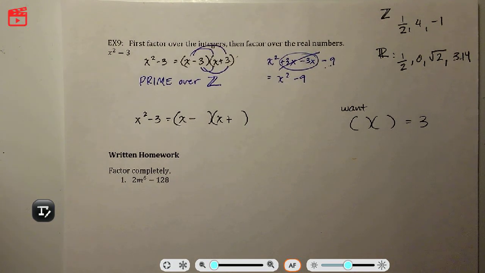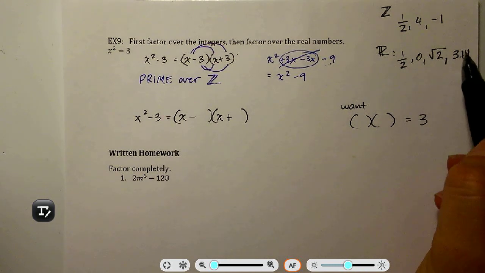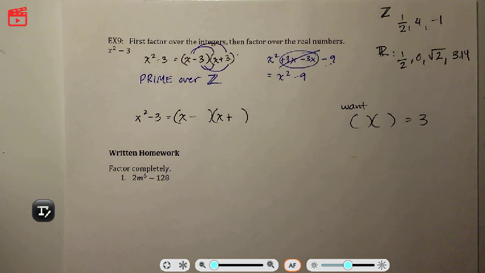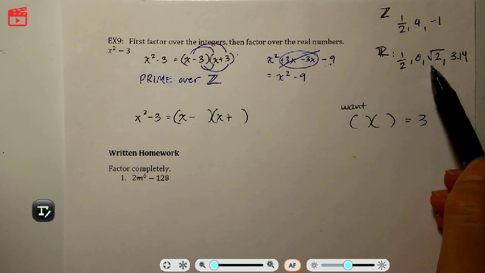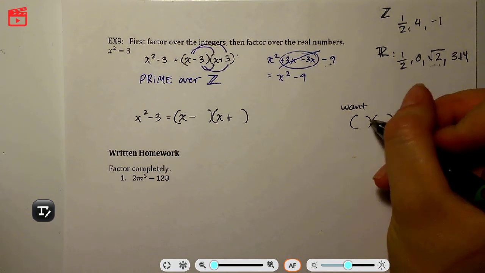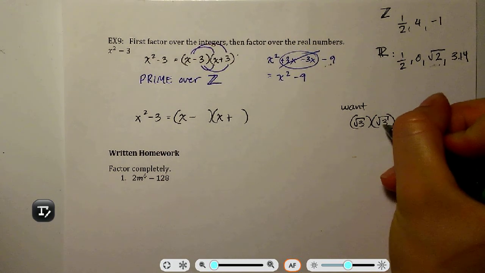What times itself gives me 3? Go ahead, look at these numbers here. See if there's any that exist here that if I multiplied it to itself, I'd get 3. Okay, the hint is going to be this one. Go ahead and see if you can figure out something with a square root. Okay, all right, given some time there. So the answer is going to be square root of 3 times the square root of 3.